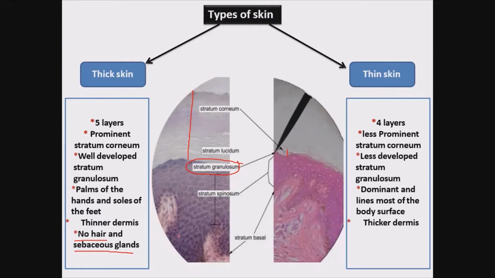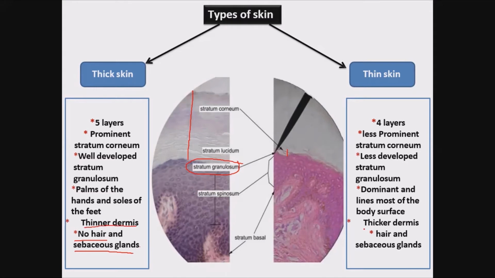Structurally it will be more like thin skin only, but hairs will be present. So the skin will be thick and hairs are also present. It will be classified as thin skin only. Anatomically the skin of the back and the scalp will be thick skin, but histologically they are actually thin skin because they contain glands and hair follicles. So hair and sebaceous glands are present in thin skin, whereas they are absent in thick skin classically or histologically.